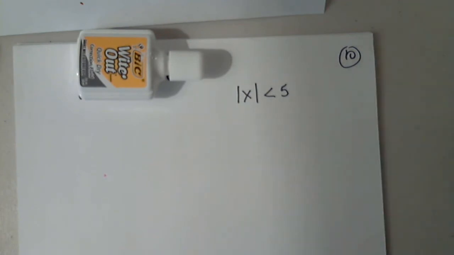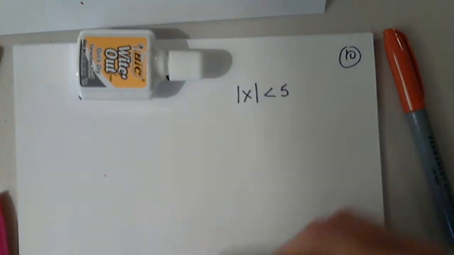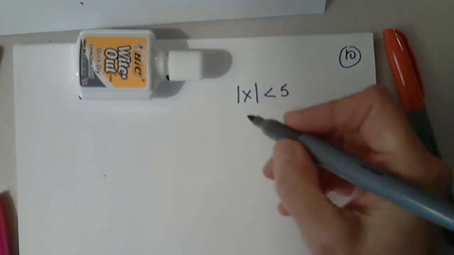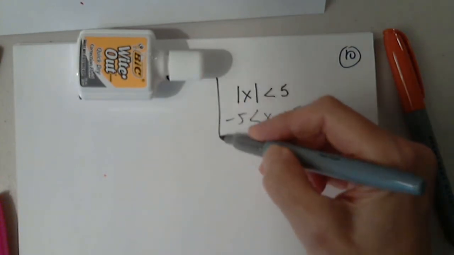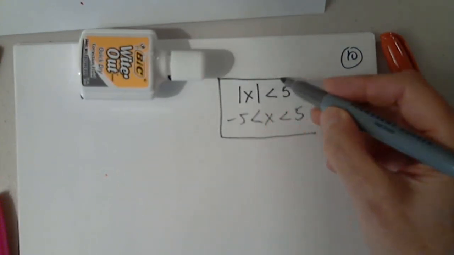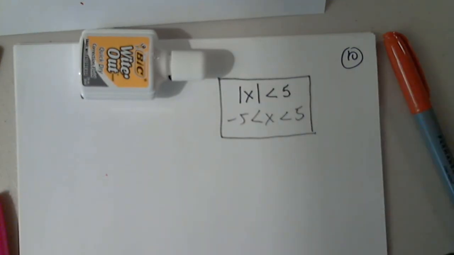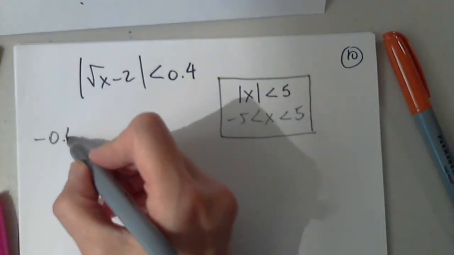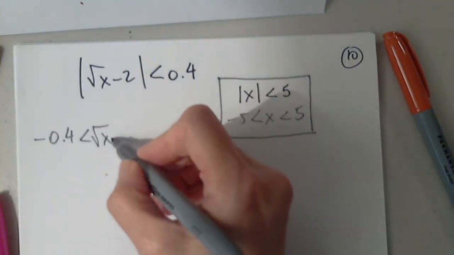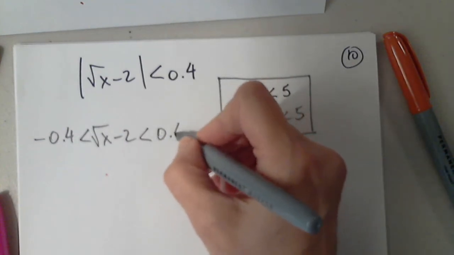Anyone remembers how to solve this? Okay, so this is -5 less than x less than 5. So this is a compound inequality and also an absolute value inequality. Then I'm applying the same procedure here. So -0.4 less than the square root of x minus 2 less than 0.4.